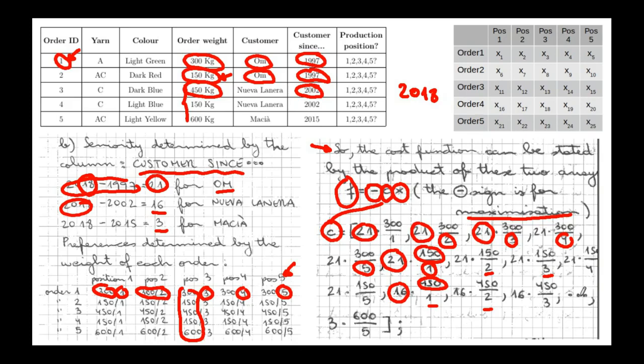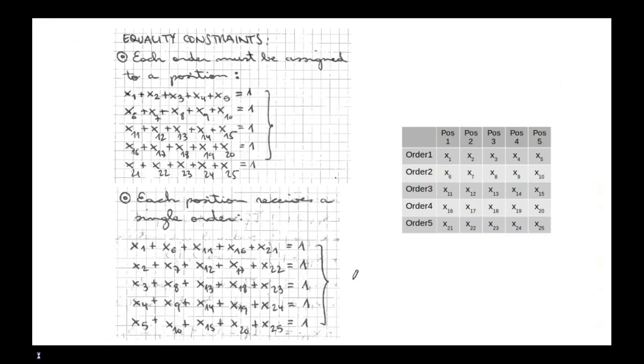Finally, the last element, as you can see here, dots, and then the final element in this cost function is the last order. Can you see here, 5, that weighs 600 kilograms. 600 kilograms is the preference to be the last, so it's divided by 5. And the seniority is only 3 years old, so that's why here it appears a 3.